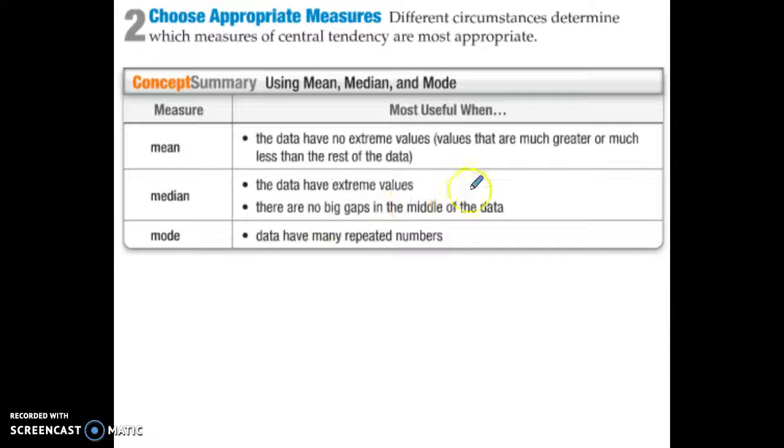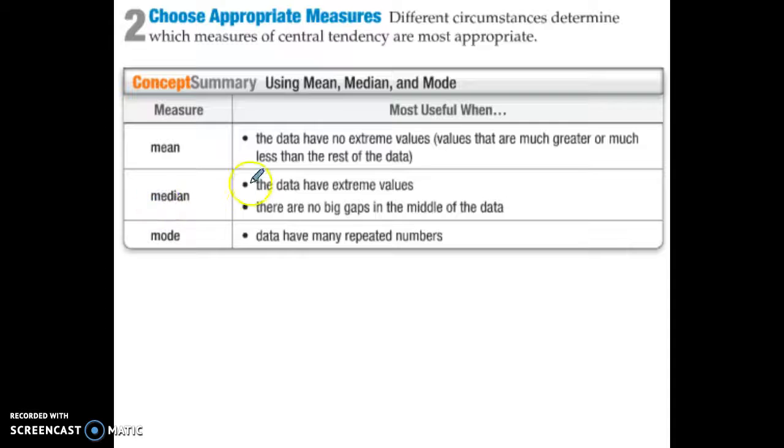Alright, here are some questions you'll be asked about what's the best one to use. So pause the video, write these down. Have these in your notes. When is it most useful to use the mean? Well, when there are no extreme values. If you have a bunch of numbers in like the teens, you don't have a number up at like 100 or 80. That would be an extreme value if it's not anywhere close to the other numbers.